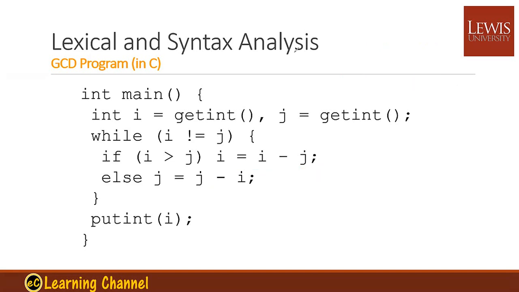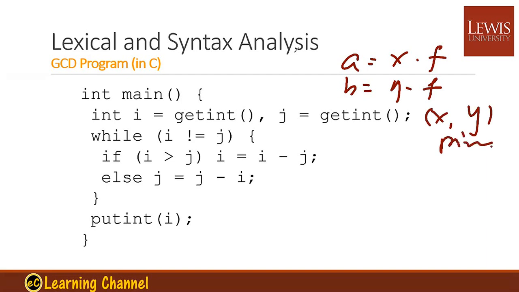Okay, we have a equals x times f, and then b equals y times f, right? So when x and y are prime to each other, we call this guy the GCD or GCF, right? Is that okay? Yes.